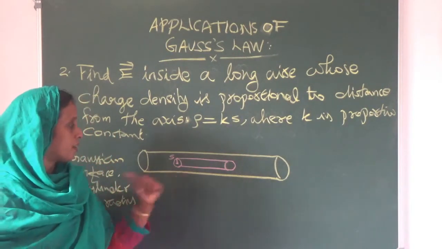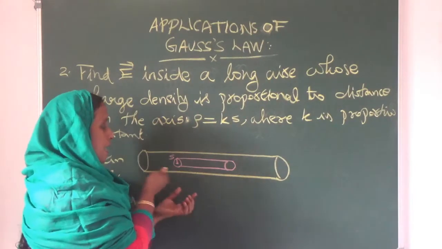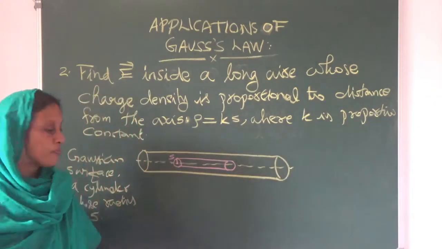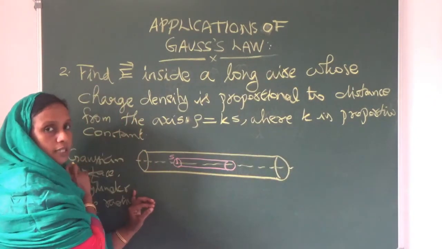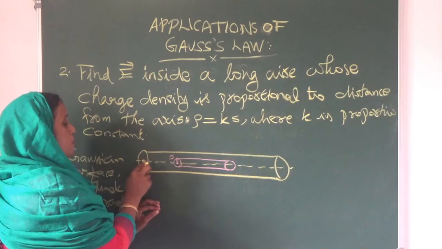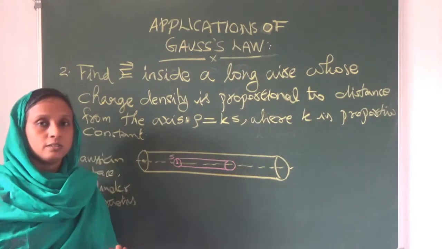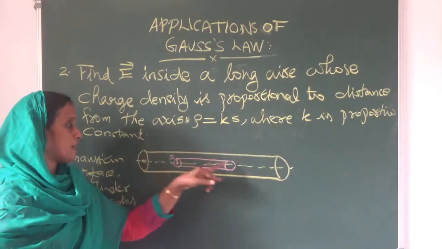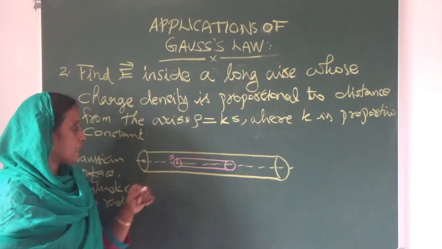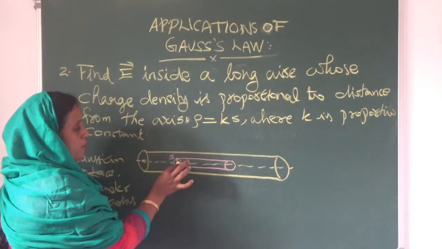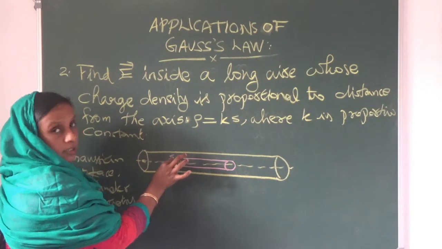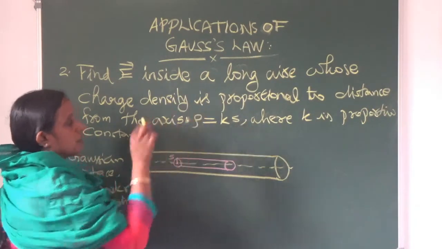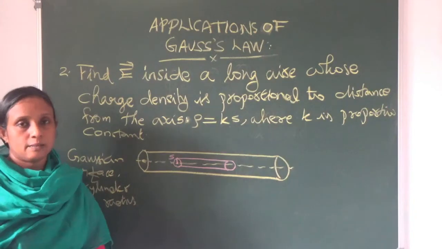Okay. Now, we know that this is the axis of the wire. As the charge density varies from this point to this point, proportional to this way, suppose here we assume a Gaussian surface like this. As we move from the axis to the surface of this Gaussian cylinder, the charge density varies like this, rho equal to Ks.